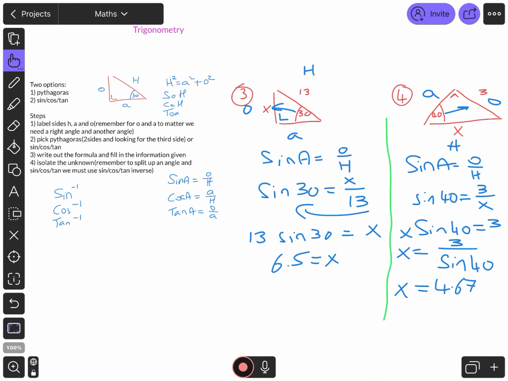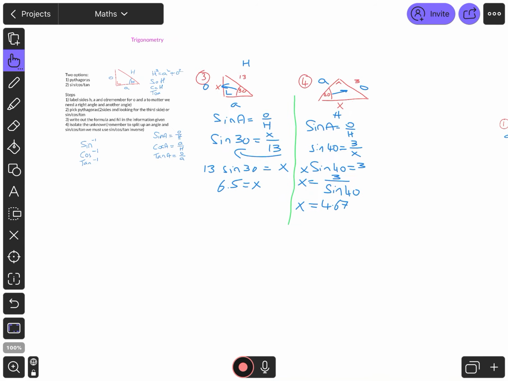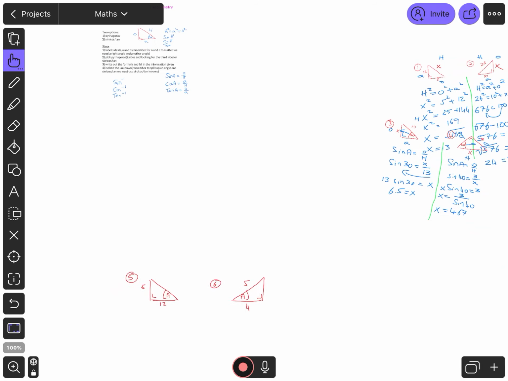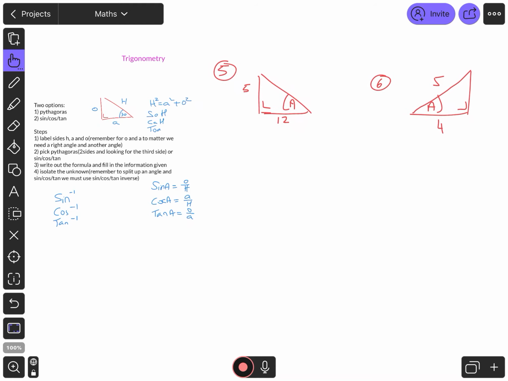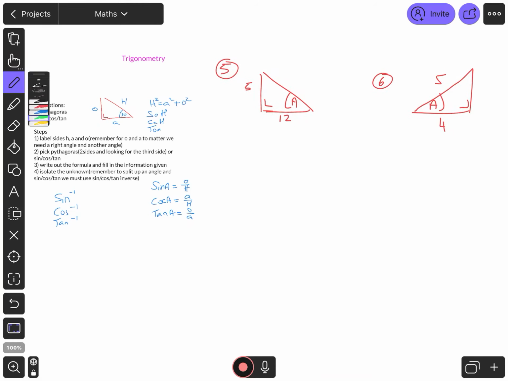The last thing we're going to look at then are these questions here. And these questions are when we are looking for the angle. So the same rules apply. We're going to go through the 4 steps, isolate, and find our answer. So in this case, A is going to be the thing they're looking for, the angle. So the first thing is I need to label my sides.